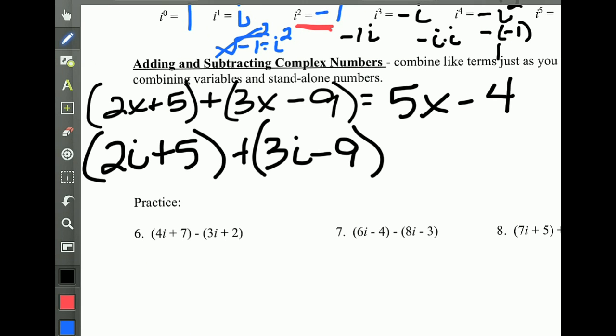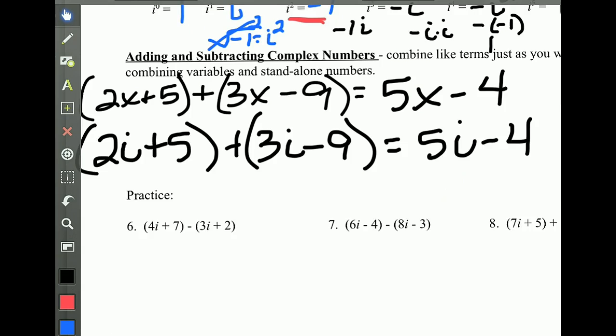And you're going to treat it exactly the same way. So 2i plus 3i would be 5i. And 5 minus 9 is negative 4. So I want you to look at the similarities between these two. Okay? All I did was swap out the variable for a complex number. It's done exactly the same way. So you shouldn't have any problem with 6, 7, and 8. I want you to go ahead and do those now.